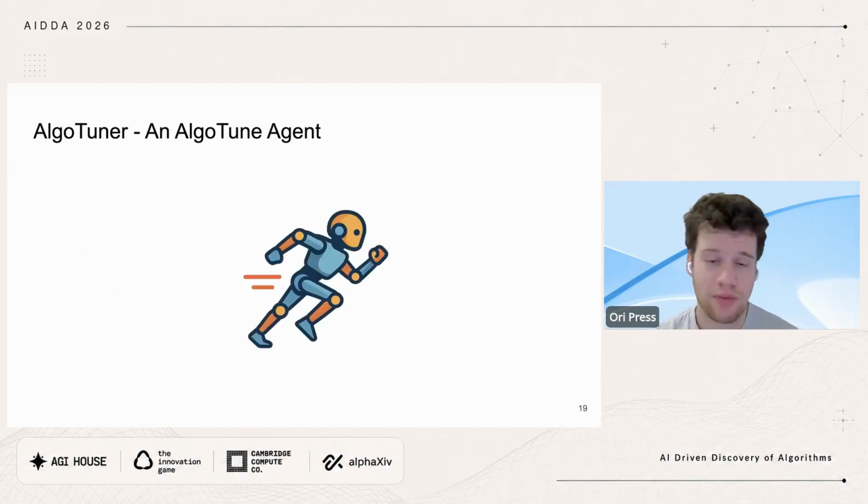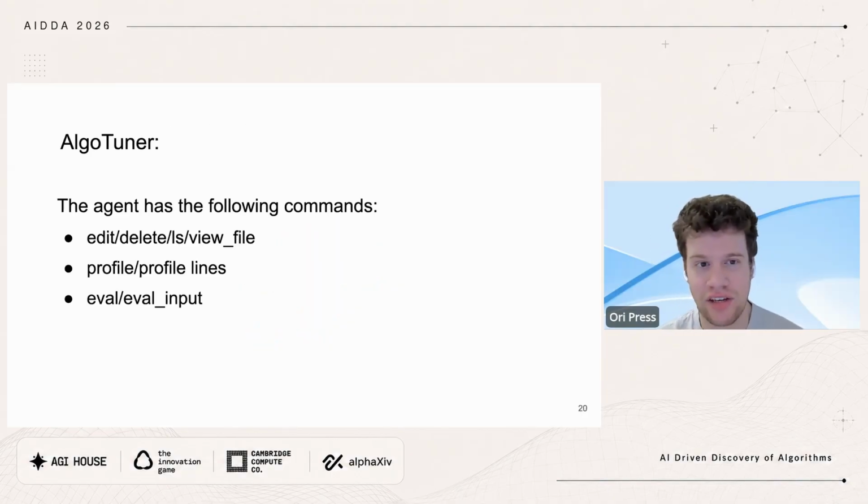Of course, to evaluate, we can't just give language models this task to do zero shot. We also built an agent, and the agent is pretty simple. We have all the basic commands that one would need to write an agent that writes code, like edit or delete. But in addition, we add commands that are specific to algorithm design or runtime minimization. For example, profile and profile lines allow the agent to take a piece of code and see how long each line took to run. This allows you to see where the bottlenecks are, for example.